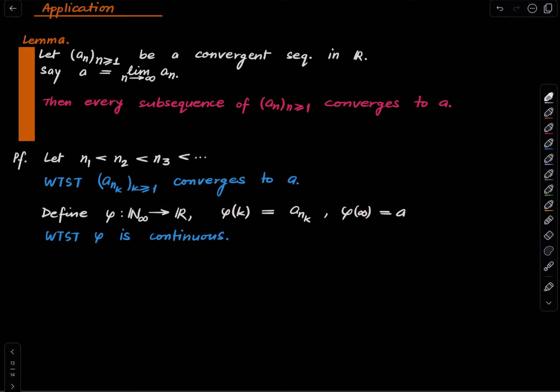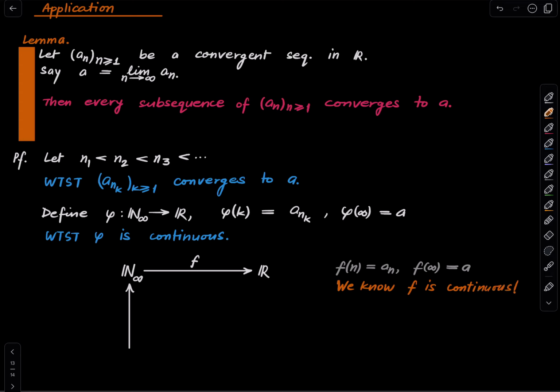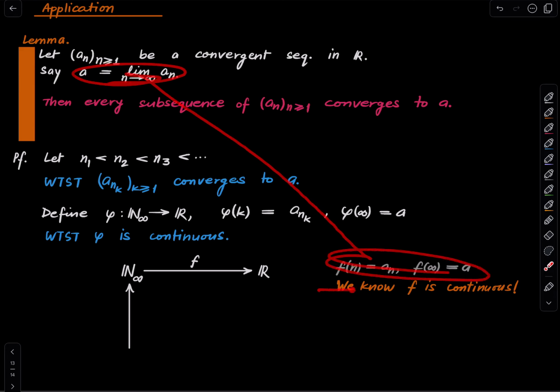And that we will do in a very soft manner. So first we have this function, the function f. What is f? f of n is a_n, and f of infinity is A. Right? And we know that f is continuous. Why do we know this? Because of that and our previous proposition. Convergence and continuity of a certain map are the same things. So this convergence is same as continuity of this map. So we know f is continuous.